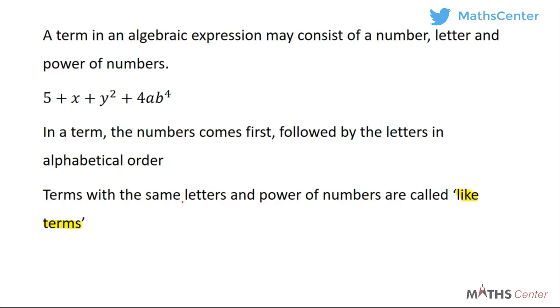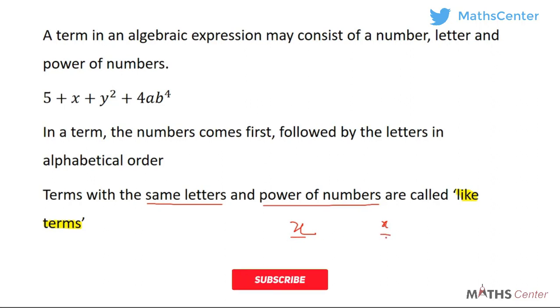So for two terms to qualify as like terms, they must 1. Have the same letters. 2. They must have the same power of numbers. Now, this is what I mean. Let's take the term s of an algebraic expression. Then we take another term which is also s of the same algebraic expression. Now we can see that this term here is s. This one also is s.